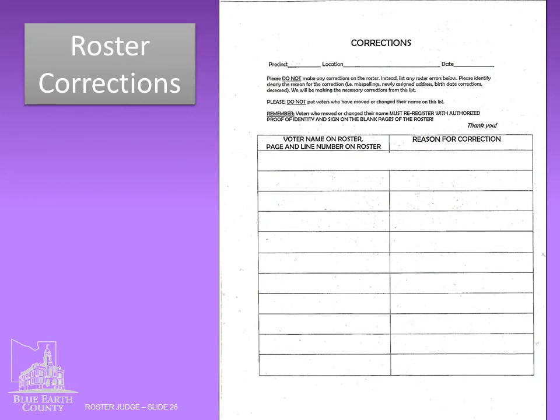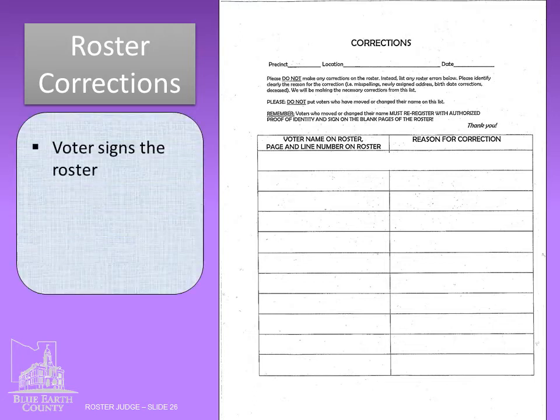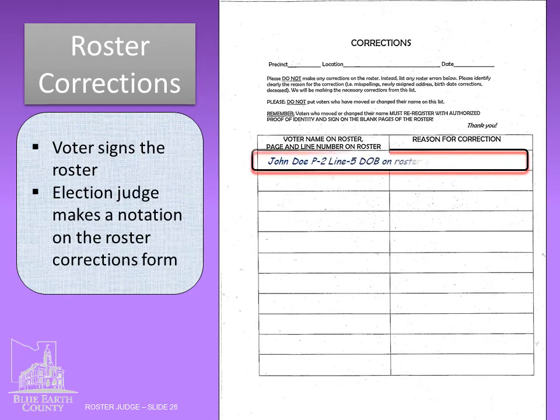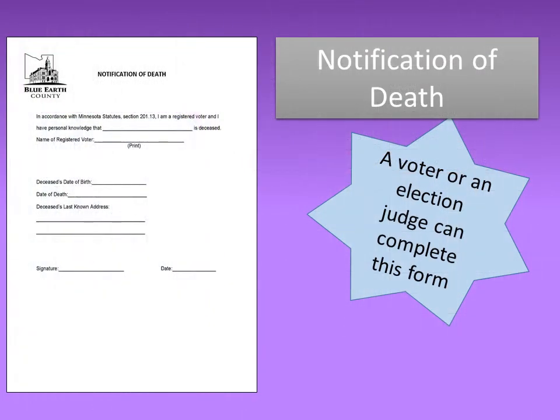If there is a typo in the voter's name or date of birth, or there is a duplicate record, have the voter sign the roster, then a roster judge makes a notation on the roster corrections form. A voter or an election judge with knowledge that the person whose name appears on the roster is deceased can complete the notification of death form.